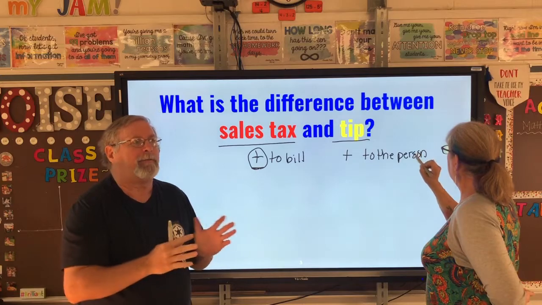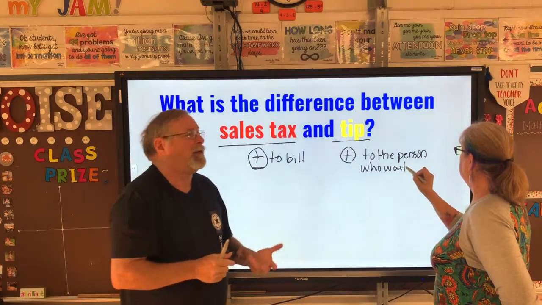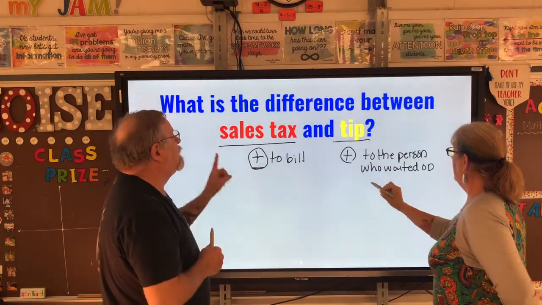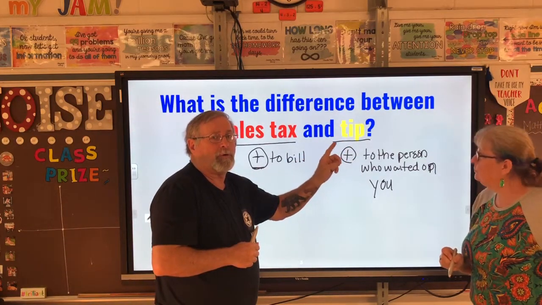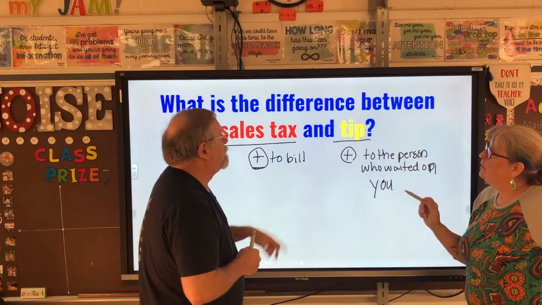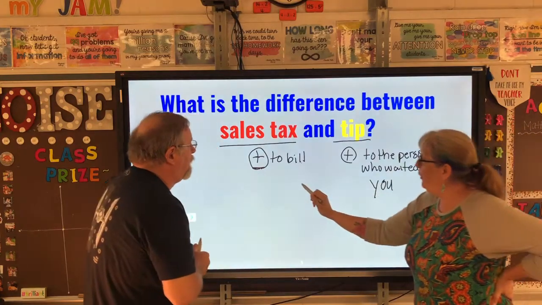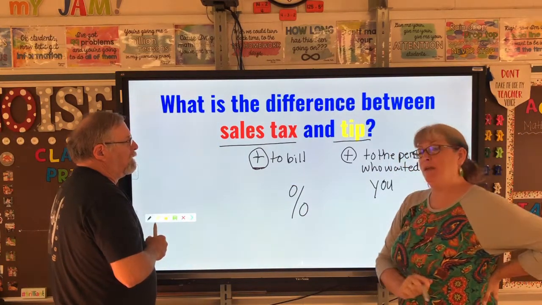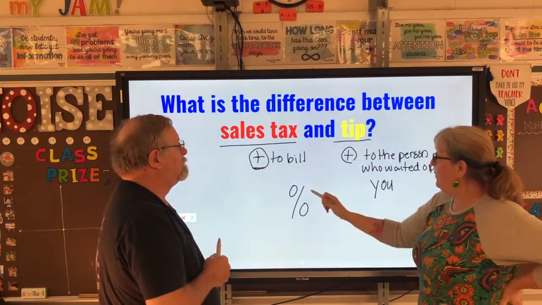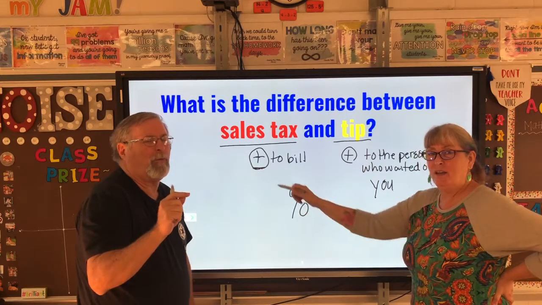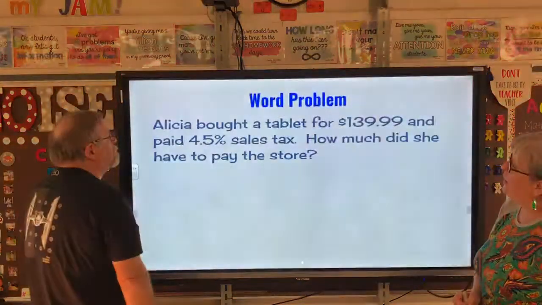But that can kind of be on a sliding scale, like some people give 15%, some people give 20%, depending on the service that was provided to you. So the difference is one goes to the government, the other one goes to the server or the person that waited on you. They provided a service for you, but they're both added to your bill. And they're both usually calculated based on a percentage. Sometimes the tip is a little bit different, but for the sake of what we're doing today, it's always going to be a percentage. Okay, let's go to the first one.